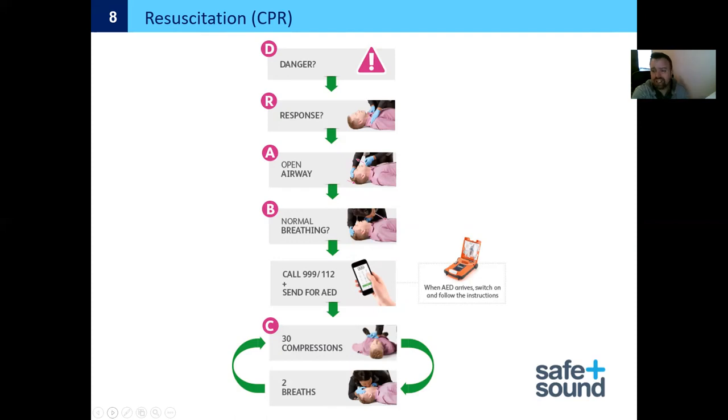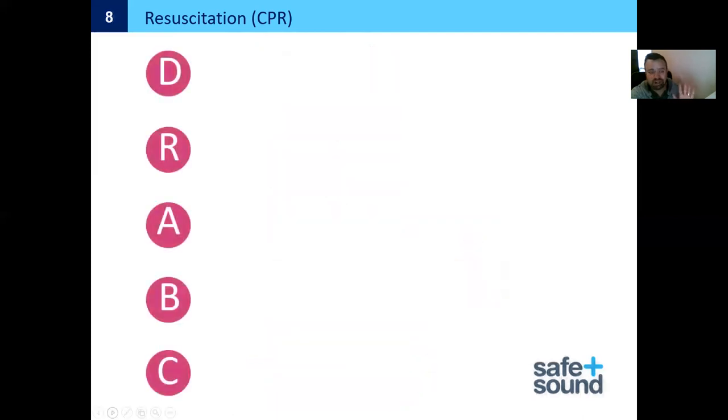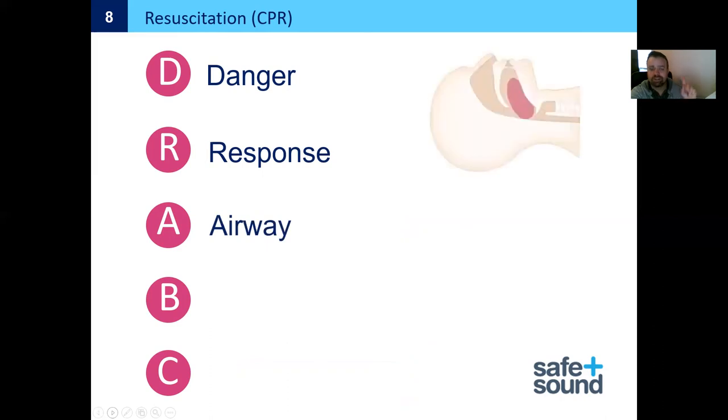When the AED machine arrives, all you need to do is switch it on. All of the external automated defibrillators will talk to you and tell you what to do, so just remain calm. So again, primary survey: danger, response, airways.